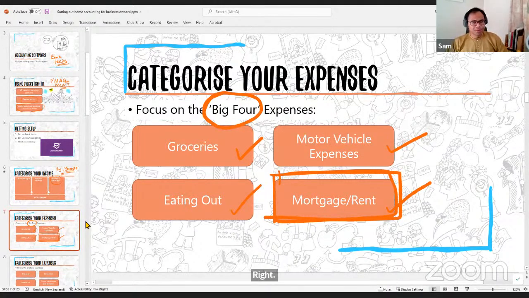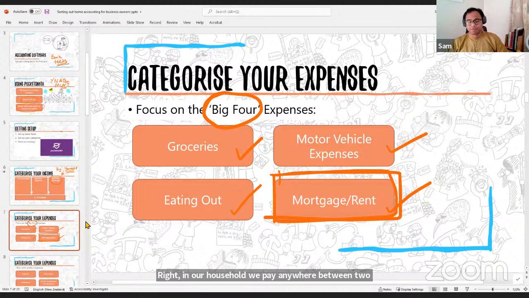In our household, we pay anywhere between $2,000 to $2,500 on rent. And I think it might be the same for other people's households as well. If you're paying your mortgage down, that could easily be $5,000 to $6,000, depending on how big of a mortgage you have, how fast you're trying to pay it down. And I think with the recent interest rate hikes, quite a lot of mortgage owners are really feeling the sting right now.